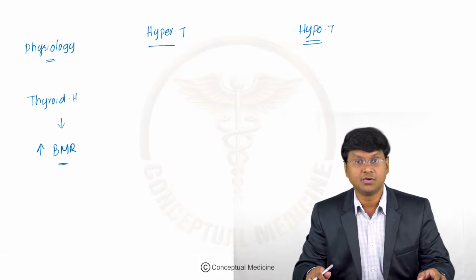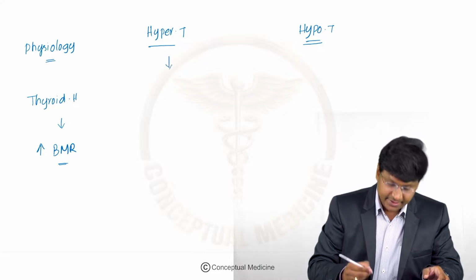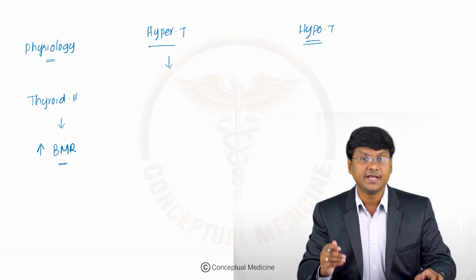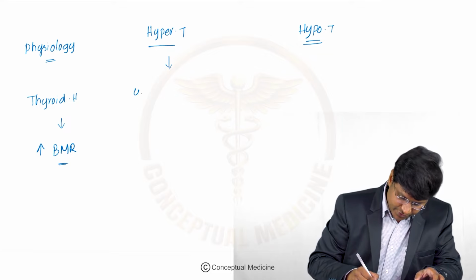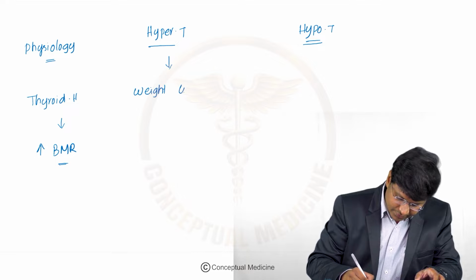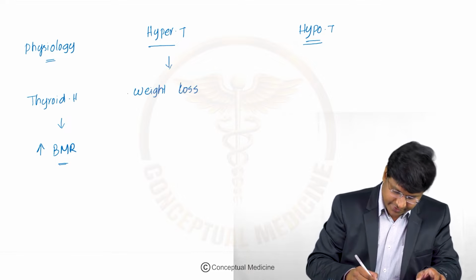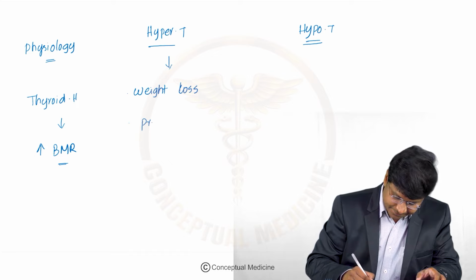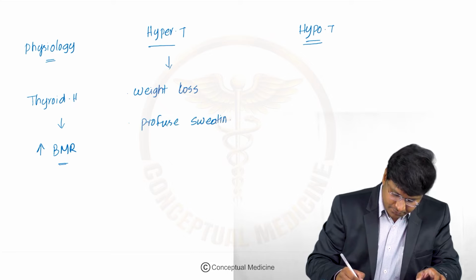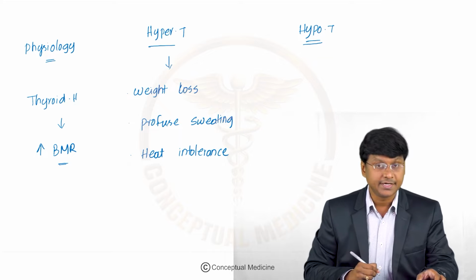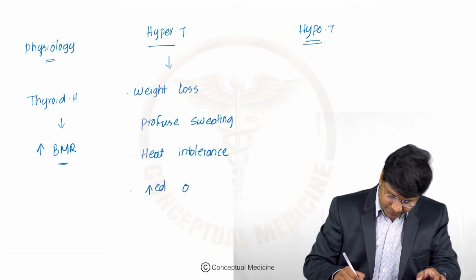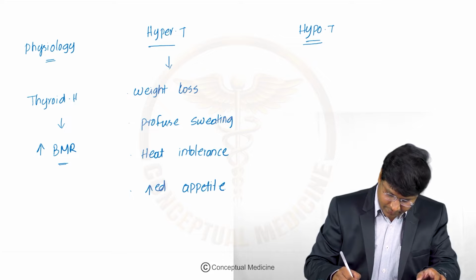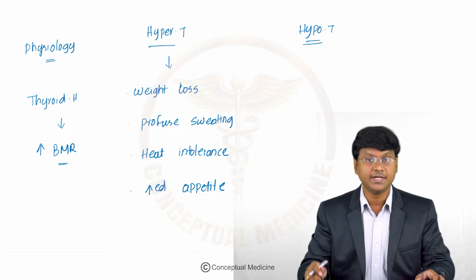In hyperthyroidism, what will happen? There will be an excessive increase in the basal metabolic rate, and because of this, the individual will have weight loss. The individual will have profuse sweating. The individual will have heat intolerance. And the individual will also have increased appetite. So these are the manifestations of increased BMR in hyperthyroidism.